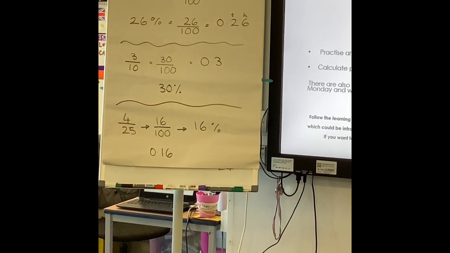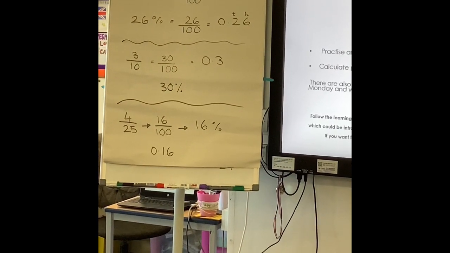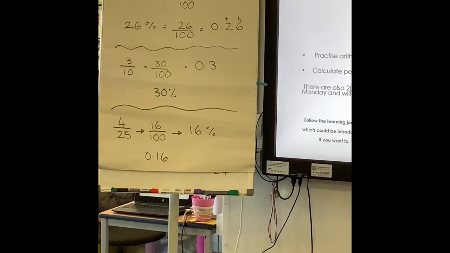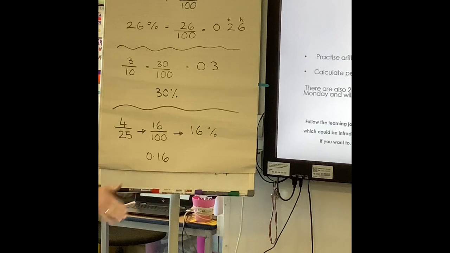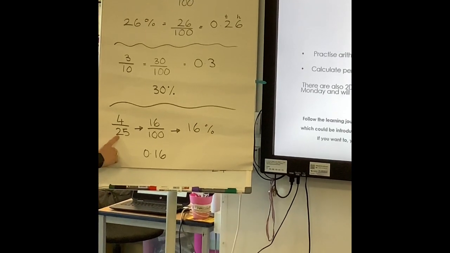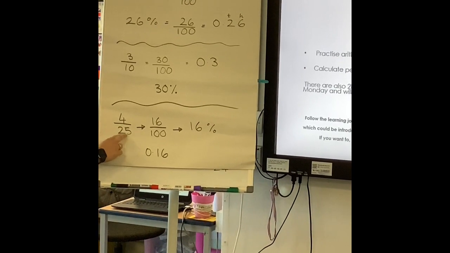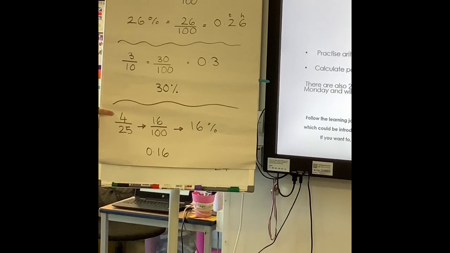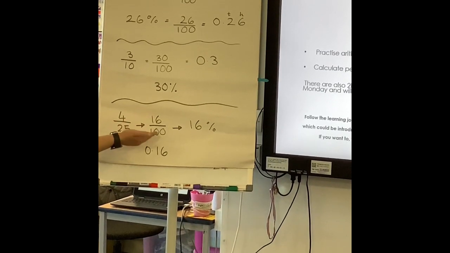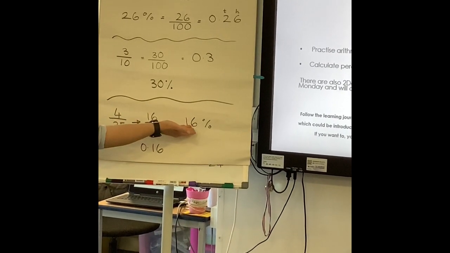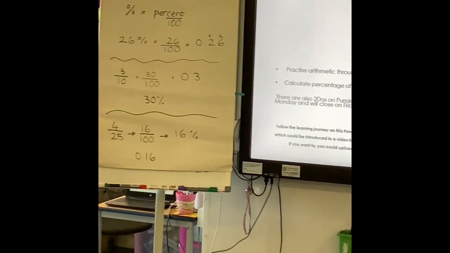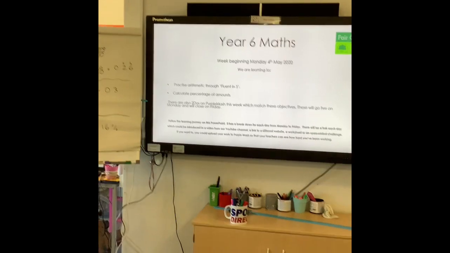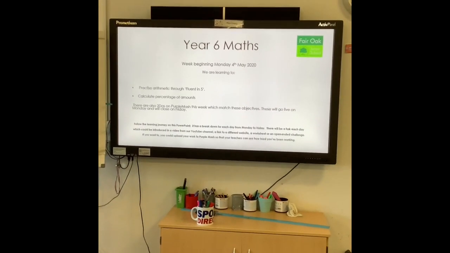Lastly, what if it looked like this and was given to you as 4 over 25? Well, that's fine, don't panic. Turn your 25 into 100. Get to 100 for percentages, it makes life so much easier. So what do you do to 25 to turn it into 100? You times it by 4. So you have to times your numerator by 4 to get 16. If you've got 16 over 100, you've got 16%, and also 0.16 as a decimal. So if ever you struggle with any of these, maybe come back and watch this part again and just give yourself a reminder.